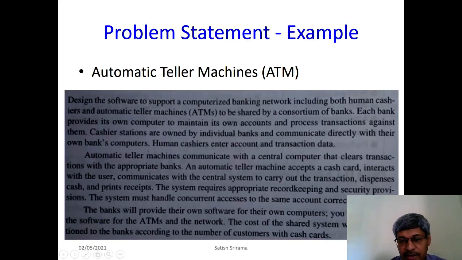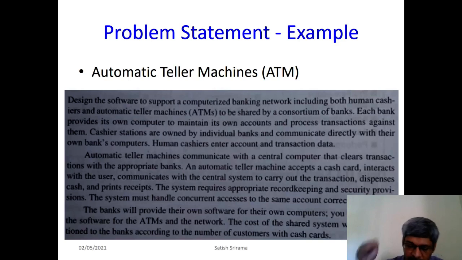Automatic teller machines communicate with a central computer that clears transactions with the appropriate banks. That means each bank has a machine with which it is communicating. An automatic teller machine accepts a cash card, interacts with the user, communicates with the central system to carry out the transaction, dispenses cash, and prints receipts. This is the main functionality of the ATM machine. It should basically be able to give cash to the people. So the problem statement is as detailed as this.